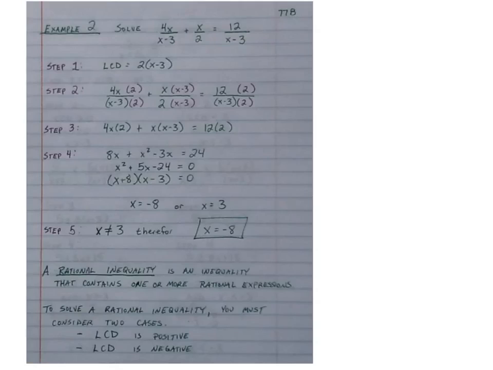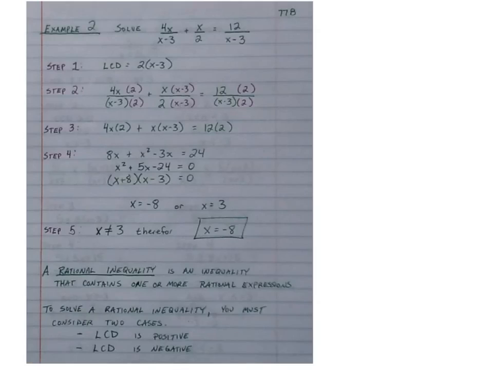And the LCD in this case is 2 times x minus 3. In step 2, we multiply each fraction by the missing piece of the LCD. So in our first fraction, we are missing the 2. So we multiply top and bottom by 2. In the second fraction, we are missing the x minus 3. So we multiply top and bottom by x minus 3. And in the third fraction, we're missing the 2. So we multiply top and bottom by 2.